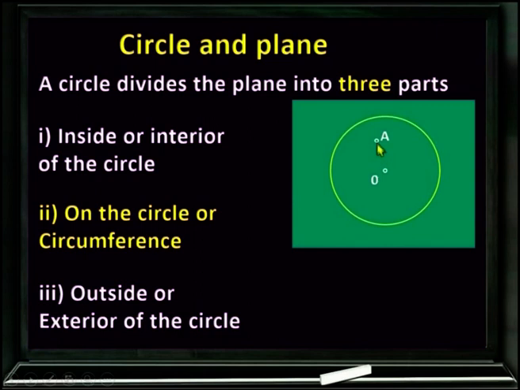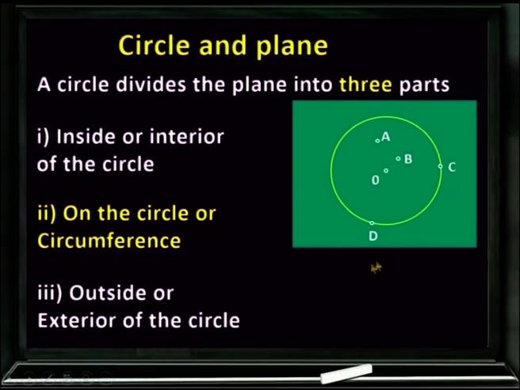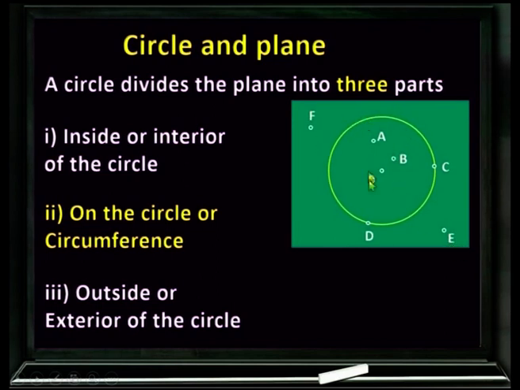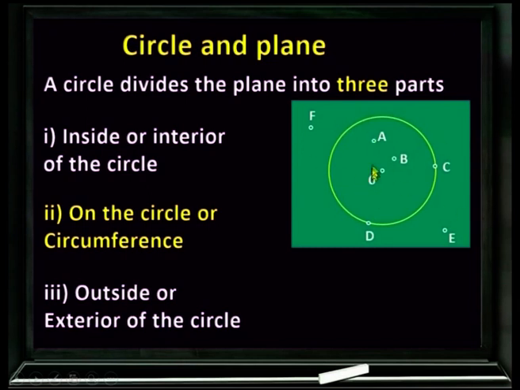So, if I take a point A which is inside the circle, B also inside the circle, and if I take C and D, both are on the circle, and E and F are the points exterior of the circle.